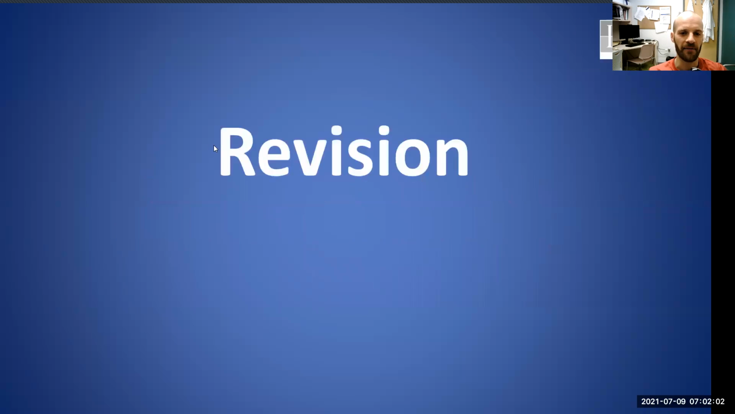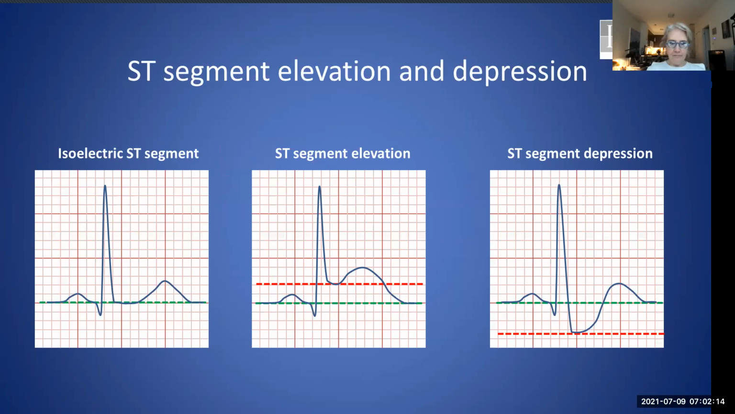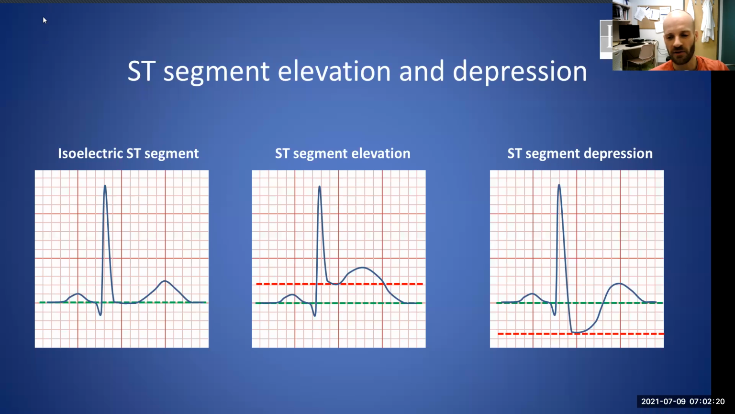Okay. So first of all, as per usual, shall we go through a little bit of revision from what we did in the last session? Hope you guys have done your homework. So this is what we were focusing on last time. We were looking at ST segment elevation and depression in the context of acute myocardial infarction.